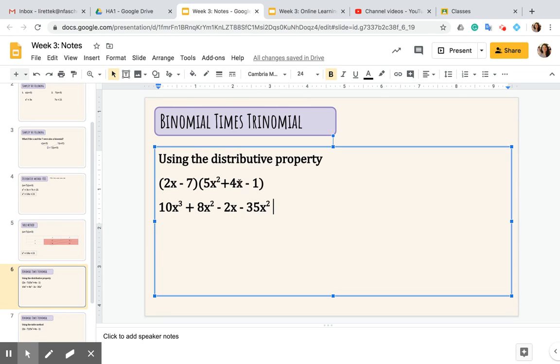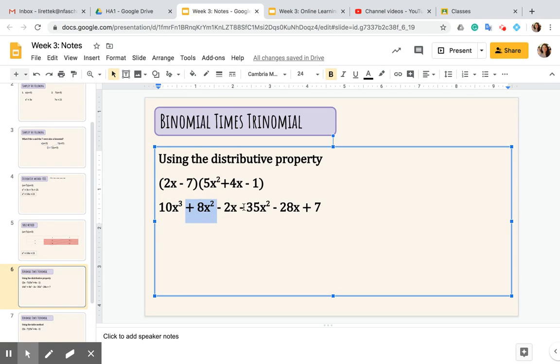-7 times 4x gives us a -28x. -7 times -1, the two negatives cancel and give us a positive, and 7 times 1 gives us 7. All right, so our multiplication step is over. Now we need to look for all the terms that can be combined. I only see one cubic term, so that doesn't get combined with anything.